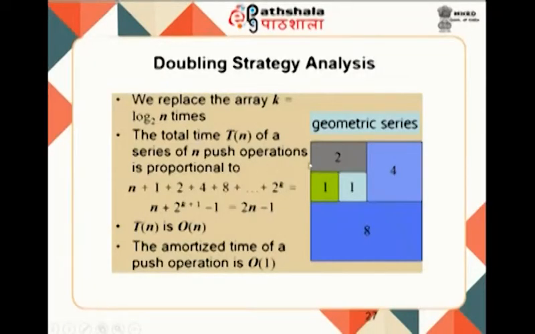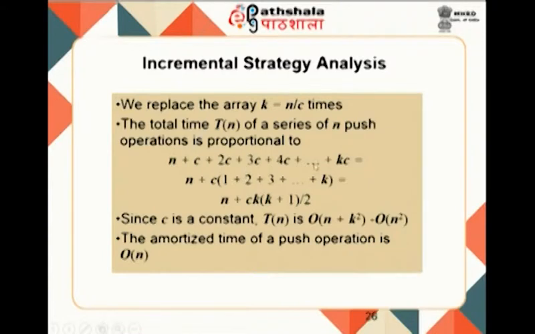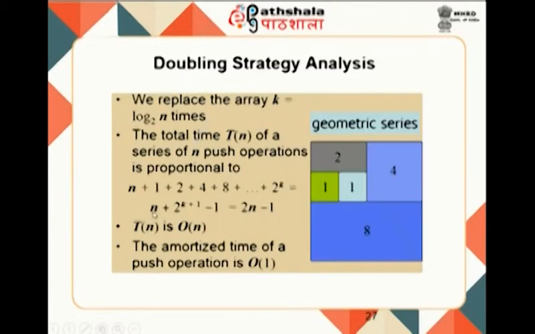So, doubling strategy replaces the array k by log 2 n times. Here, instead of having n by c times, you will have log 2 n times. The total time Tn of a series of n operations will now be proportional to, remember here it was c plus 2c plus so on, here it will be n times 1 plus 2 plus 4 plus 8 up to 2 power k. So, that will be of n plus 2 power k plus 1 minus 1, that is 2n minus 1. So, it is of the order of n, and the amortized time of the push operation is of the order of 1. So, that is the difference.